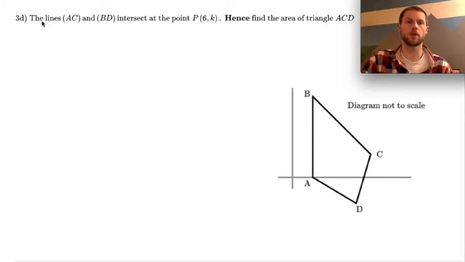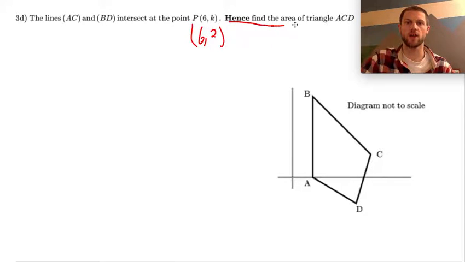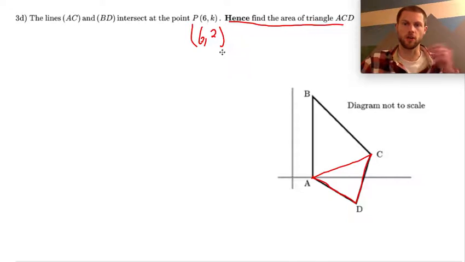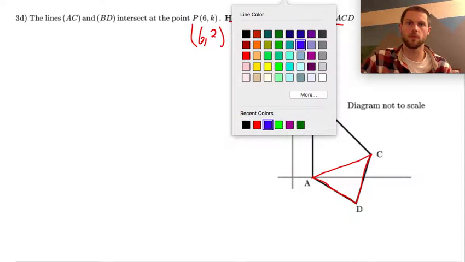For 3D, I'm told that the lines AC and BD intersect at this point P, and we actually found that before to be 6, 2. And it says, hence, find the area of the triangle ACD. So I want to find what this triangle's area is. And this "hence" is kind of a clue of what I need to do to figure this out. I found that this coordinate right here where these two lines intersect is at 6, 2.